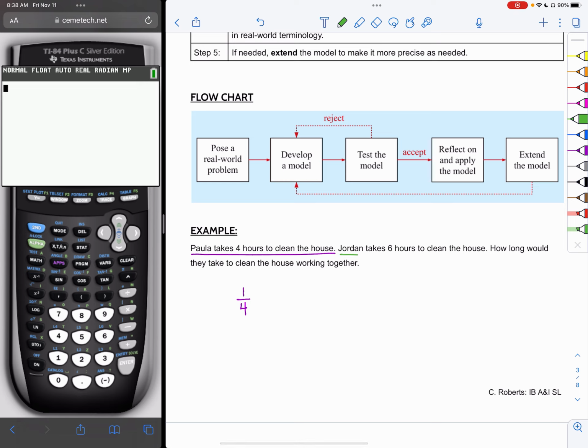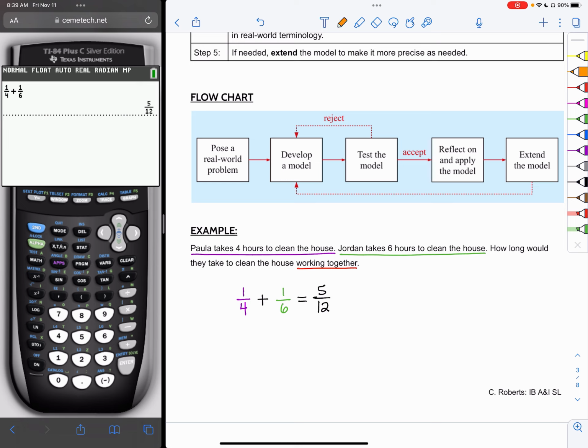Jordan takes 6 hours to clean the house, which means that in 1 hour, he will clean 1/6 of the house. So if they work together, adding them together, that means that they will end up cleaning 5/12 of the house together every hour. So it says here that we want to know how long would it take for them to clean the house if they are working together and they want to clean the entire house.